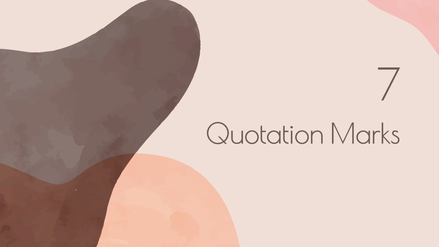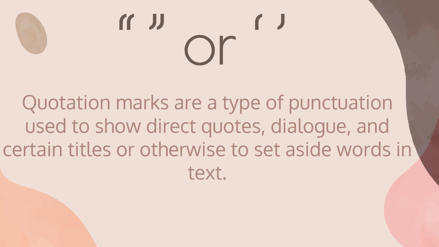Next up, we have quotation marks. Now, there are single quotation marks and double quotation marks, and we'll learn about them later. For now, let's see what quotation marks are. Quotation marks are a type of punctuation used to show direct quotes, dialogue, and certain titles, or otherwise to set aside words in text.